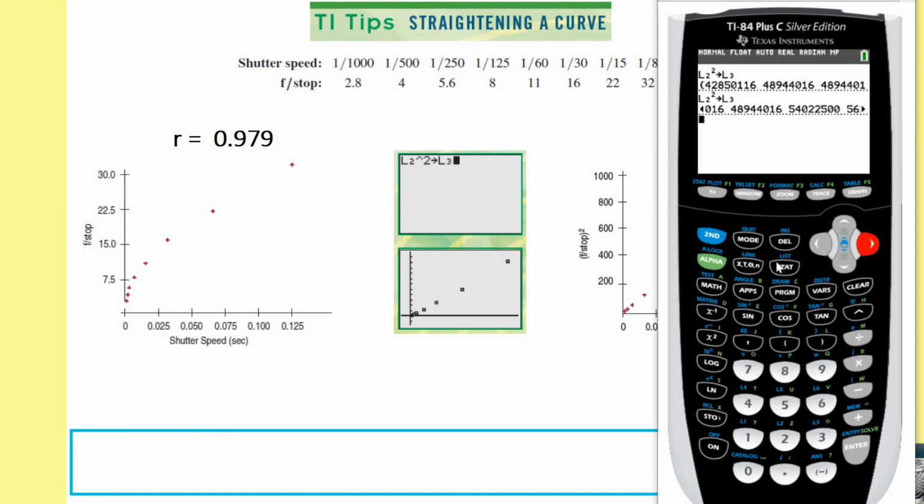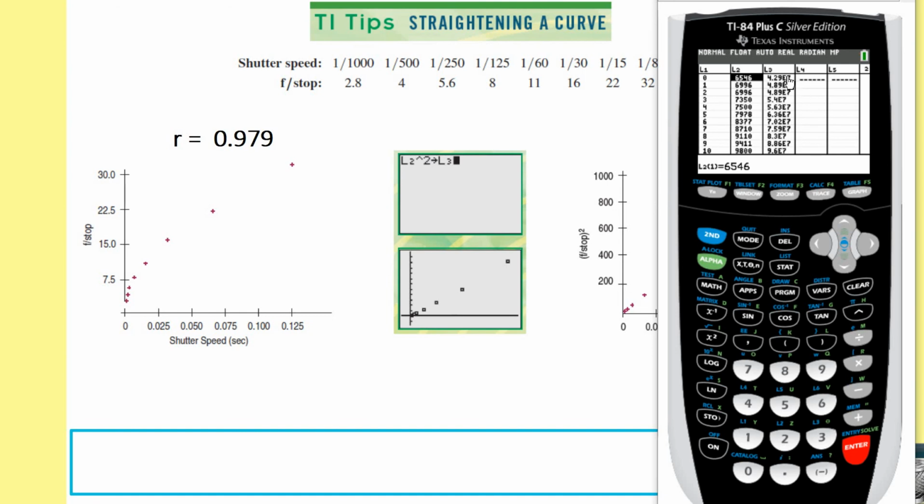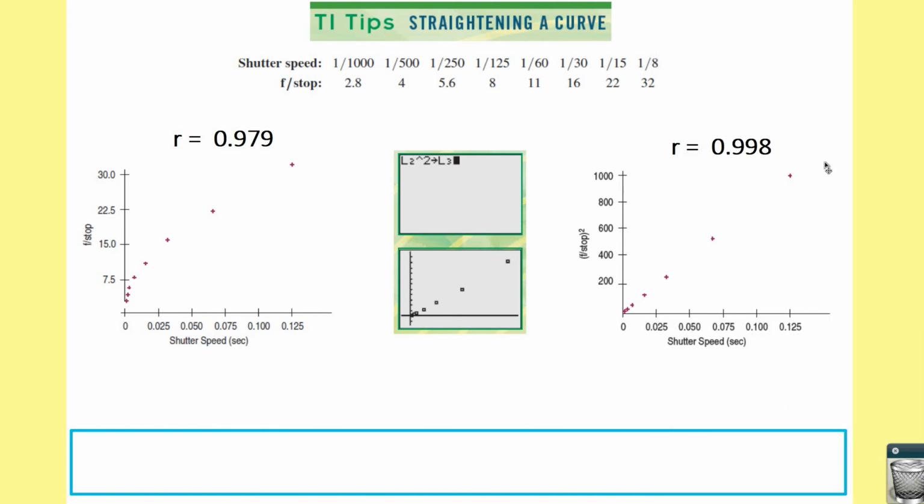Okay, we can look at it there, or we can go into our stat, into our list, and there are our values. And if we scroll over them, we get them written out. Okay, so that's how we could have done it for our f-stop, and then now we get more of a linear shape, which is awesome. And we do get a better correlation value, but I know this was already good, so you're like, why did we have to go through all that?